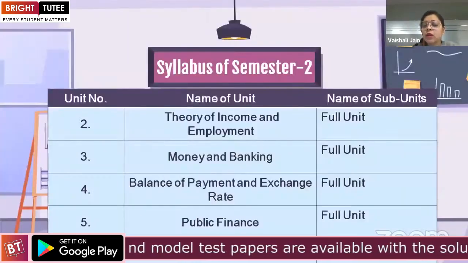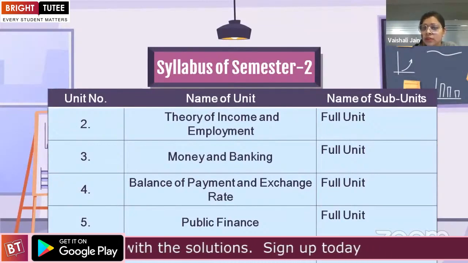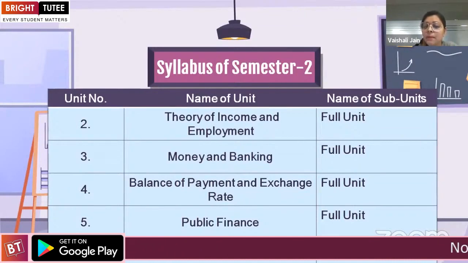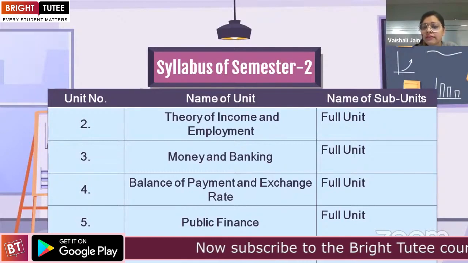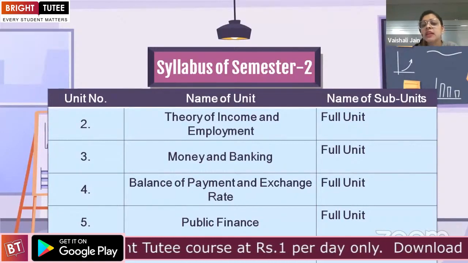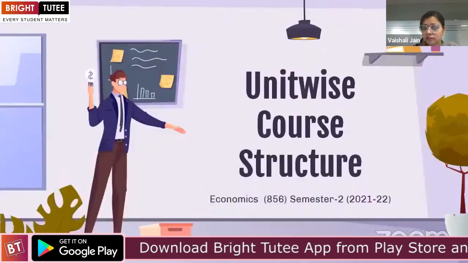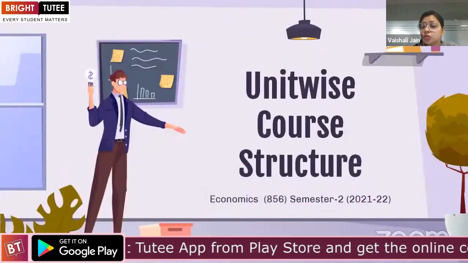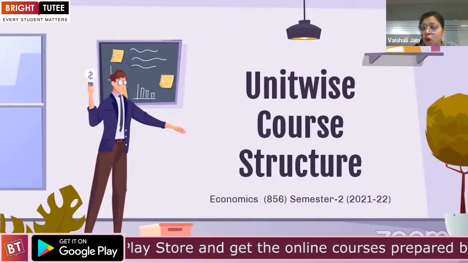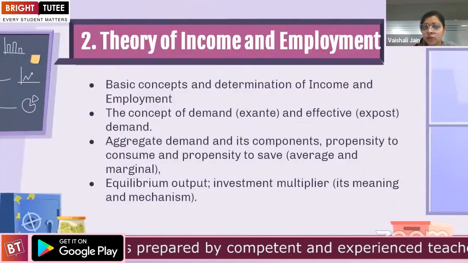So let us see what is the syllabus for semester 2. Theory of income and employment, money and banking, balance of payment and exchange rate, public finance, and national income. All the 5 units are coming in full capacity in the exam. We will be discussing the detailed syllabus from these units as well, just following. So now we'll discuss the unit-wise course structure for the subject economics. 856 is the code for the same for semester 2, 2021-2022.